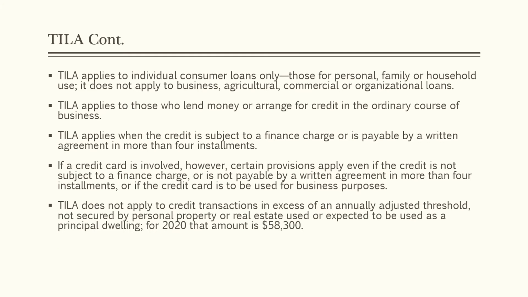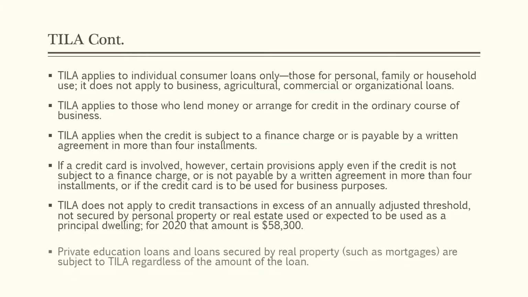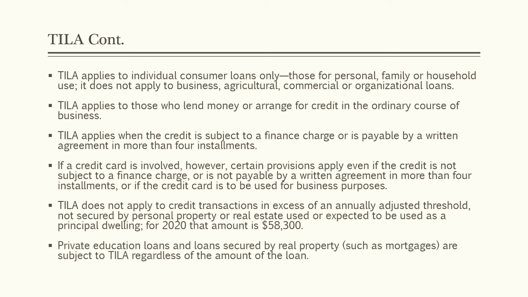TILA does not apply to credit transactions in excess of an annually adjusted threshold, not secured by personal property or real estate used or expected to be used as a principal dwelling. For 2020, that amount is $58,300. Private educational loans and loans secured by real property, such as mortgages, are subject to TILA regardless of the amount of the loan.